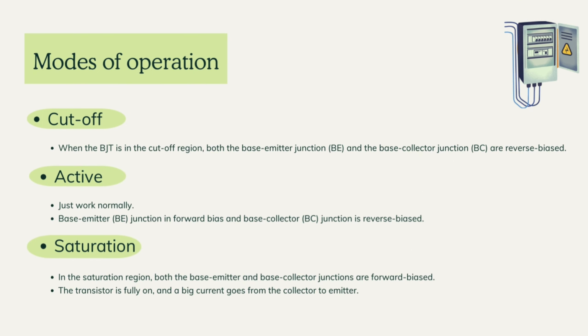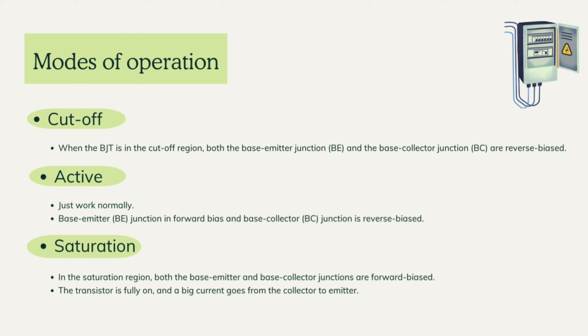As we already know, it is divided into three, and the first one is cut-off. Cut-off occurs when the base-emitter junction BE and base-collector junction BC are in reverse bias, which means in this state, there is no significant current flow between the collector and emitter. The transistor acts as an open switch and doesn't conduct.